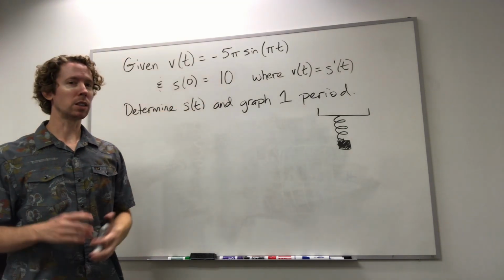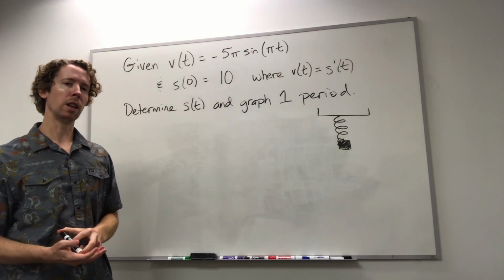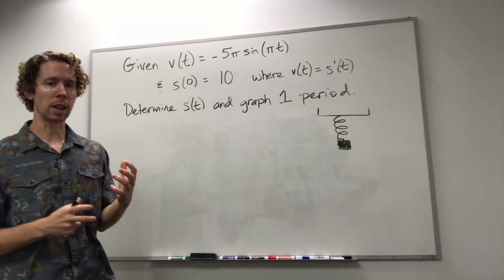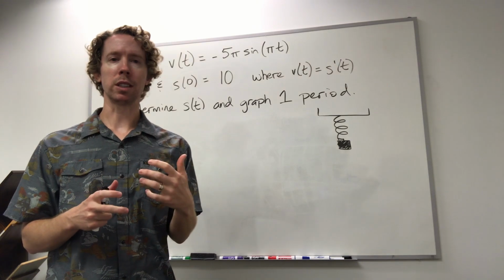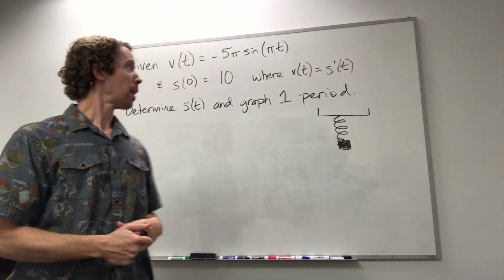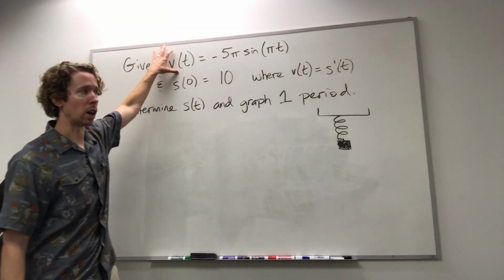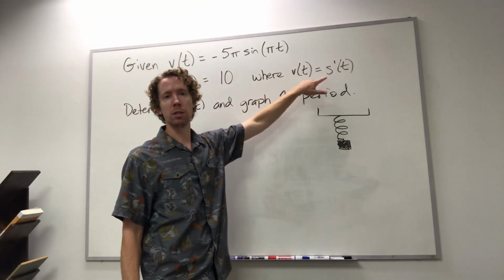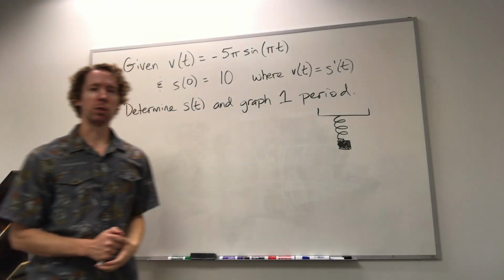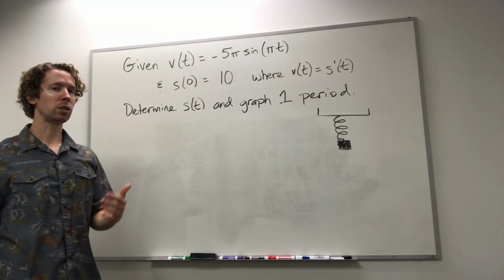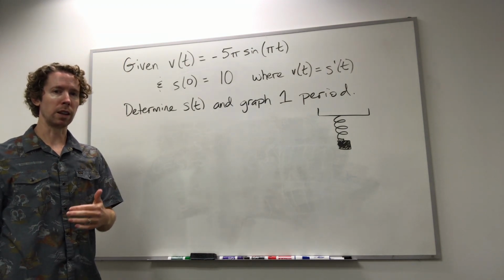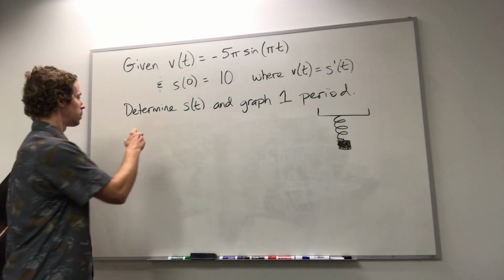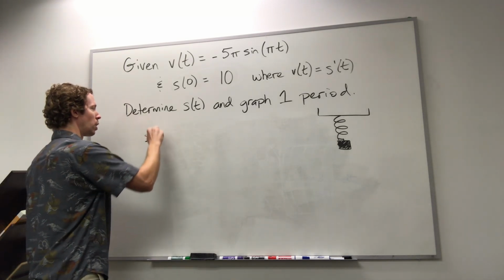So let's find the position function, and then let's graph one period of that position function. So I want a function that gives me the position at any time t and matches up perfectly with this velocity function. Remember, the velocity is the rate of change of position. It's the derivative. So to find the position function, I can find the antiderivative of the velocity function. I'll start by doing that.